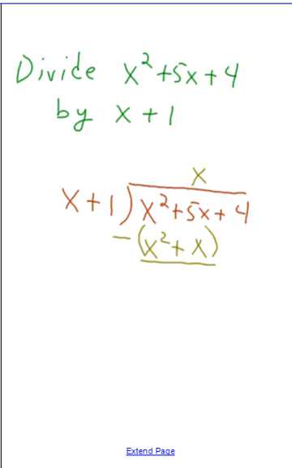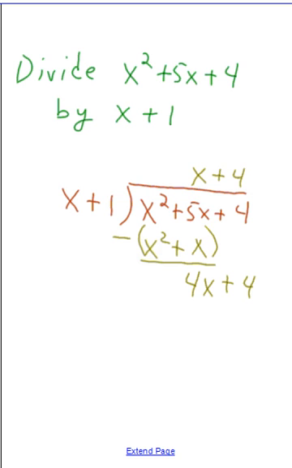So I don't need to put anything. What's 5x minus x? 4x. And then what do I do with long division? Plus, bring down the plus 4. Okay? And then I want to say, what times x equals 4x? Plus 4.